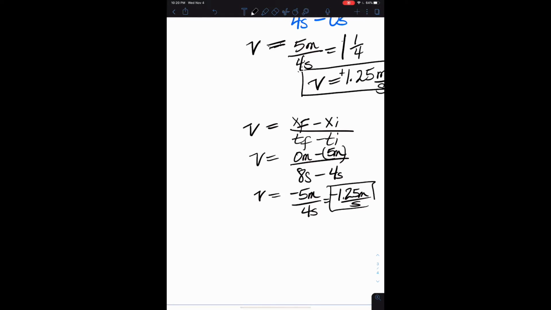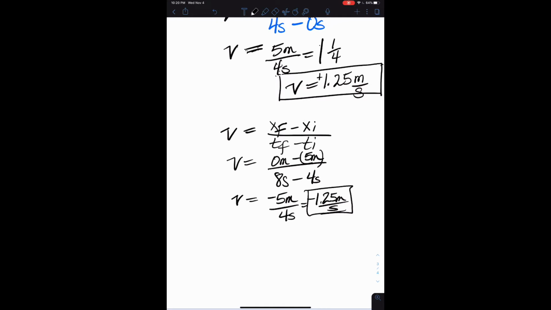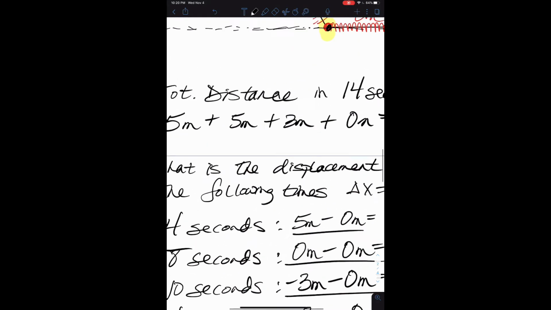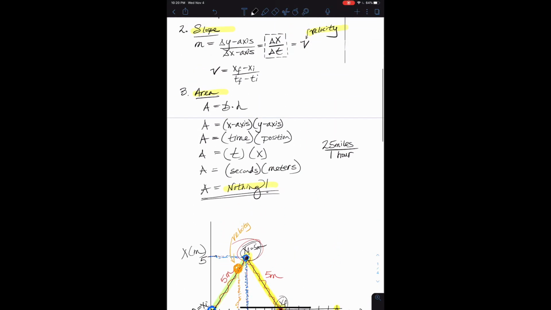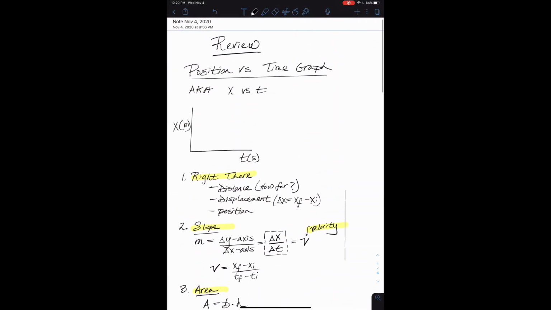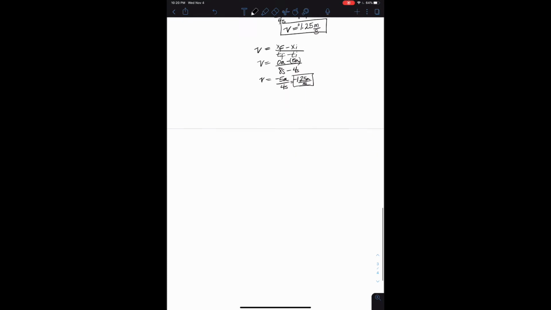All right, so the velocity isn't always going to be positive. The slope isn't always going to be positive. And this just indicates direction. Maybe positive is to the right, negative is to the left, and so on. So you get these two slopes here, the green one being positive 1.25, the yellow one being negative 1.25 meters per second. All right, good. Hopefully there's no questions there. We kind of went over that in class already, but I wanted to do a review again because we did not talk about the next graph, and I wanted to make sure you understood this.